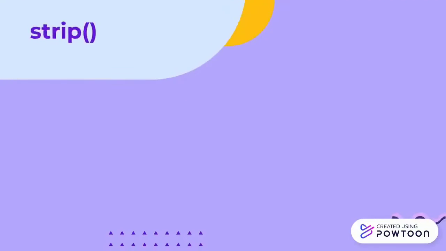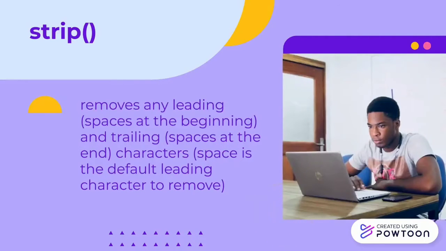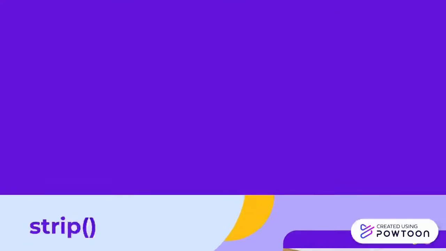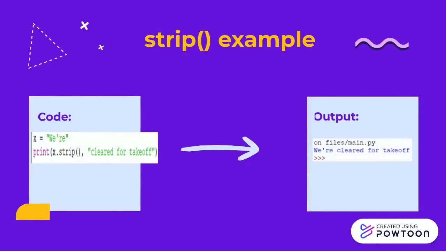The eighth, strip. Removes any leading spaces at the beginning and trailing spaces at the end. Space is the default character to remove. Here's an example of the strip method. As you can see, the output displays the stripped phrase.